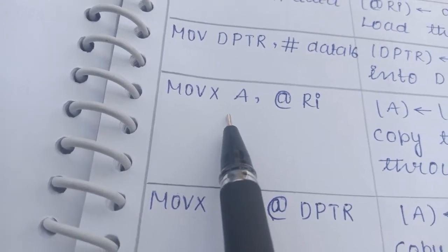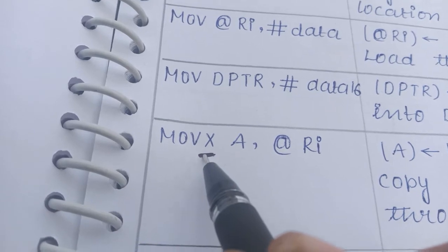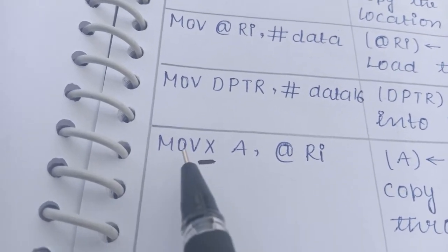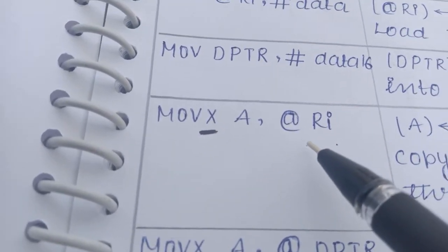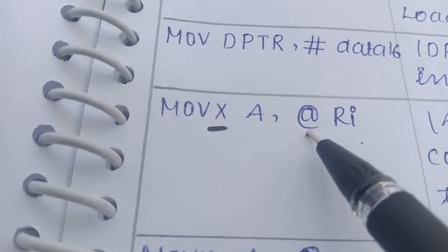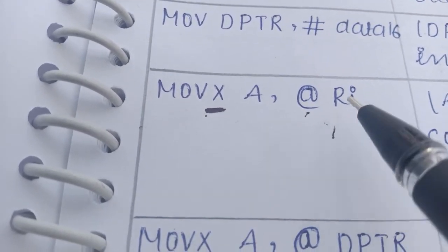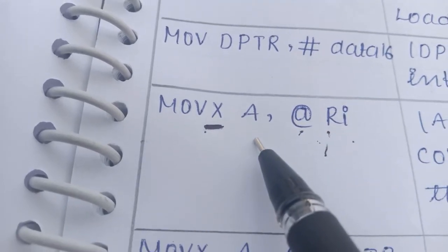Next, MOVX A, @Ri. Here what you have to remember is X stands for external memory. X stands for external memory. So MOVX A, @Ri means move the content of RAM location. Which RAM? External. So move the content of external RAM location addressed by register Ri to the accumulator.